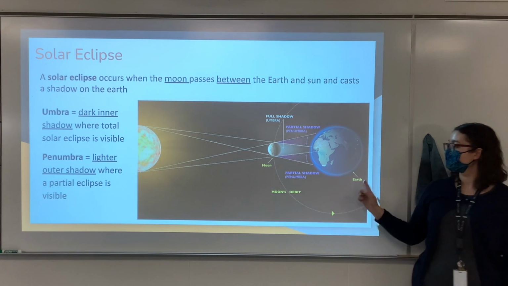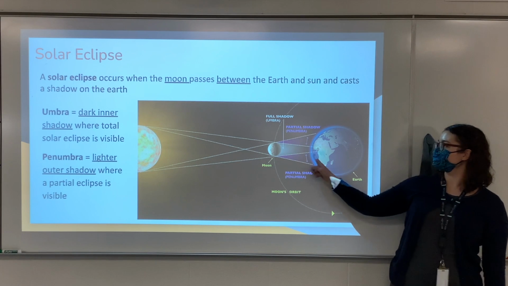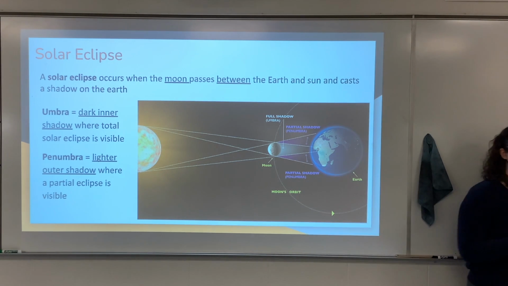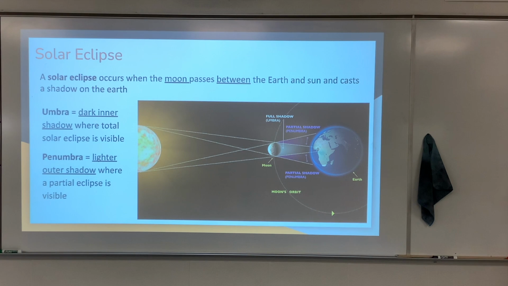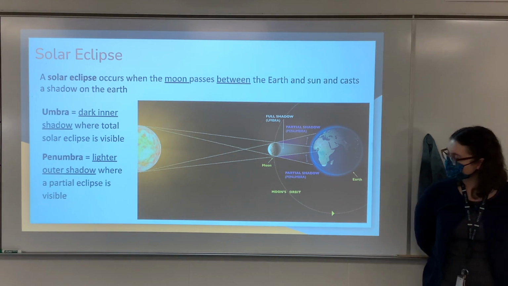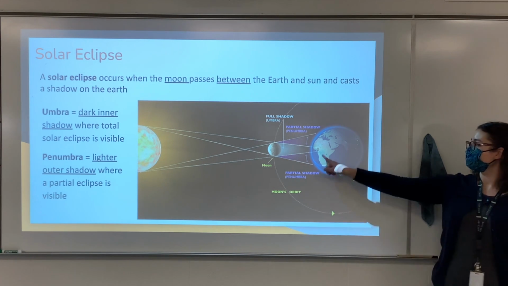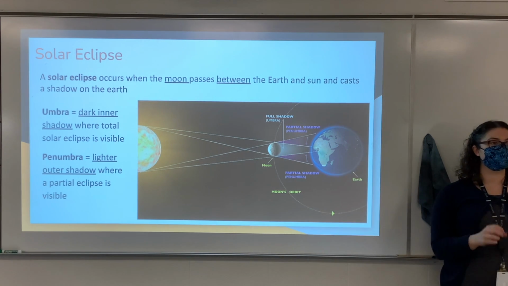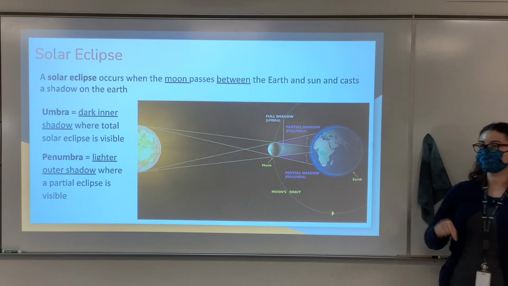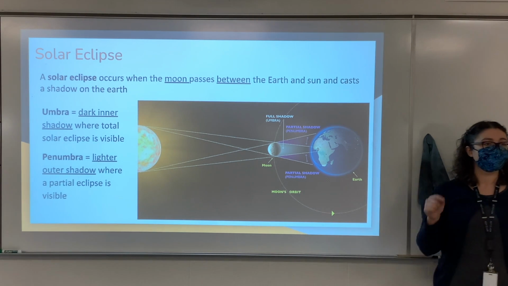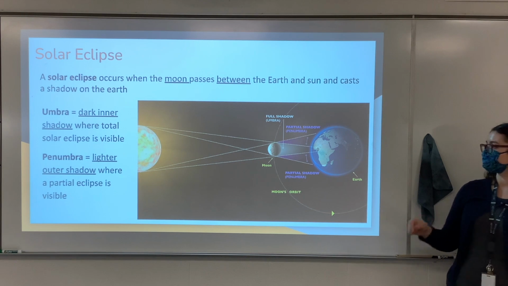And you're only going to see a total eclipse if you are within the umbra, the dark inner shadow. I really like this diagram because it illustrates what a small shadow the moon casts on the earth. This is really the big reason why it's hard to view a solar eclipse. It's not necessarily that solar eclipses are rare. They occur with pretty regular frequency. However, the umbra shadow of the moon on the earth is very small, so you have to be in a very specific location in order to view a total solar eclipse.